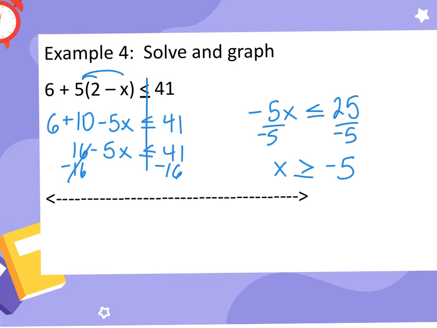To graph this, what am I doing? Closed dot to the right. Okay, closed dot on -5 and to the right. I like it. X is greater than or equal. Good deal. Any questions on example 4?